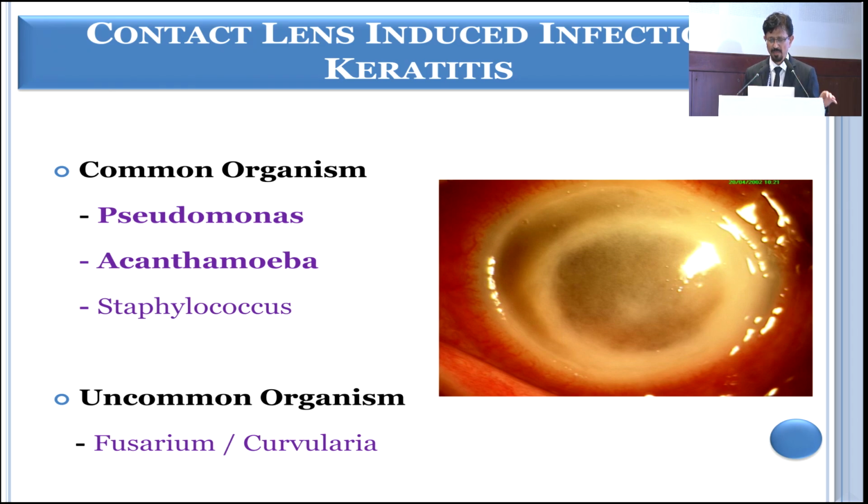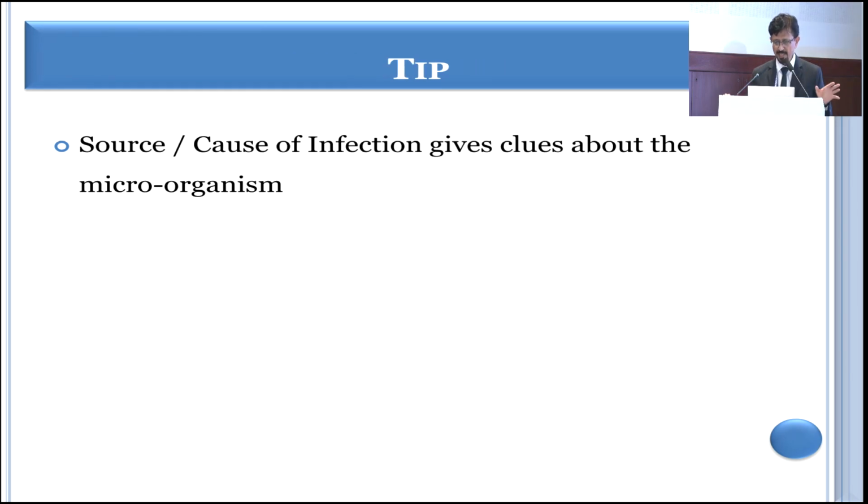If you have a person who uses contact lens, has slept for 3 hours, got up, and then starts telling that there is redness in the eye, you examine and the patient has infiltrates. Later on, next day or a couple of days, he shows a ring infiltrate. If it's progressing fast, it is pseudomonas. If it's progressing slowly, it is acanthamoeba. So the tip here is that the cause of infection also gives clues about the microorganism.